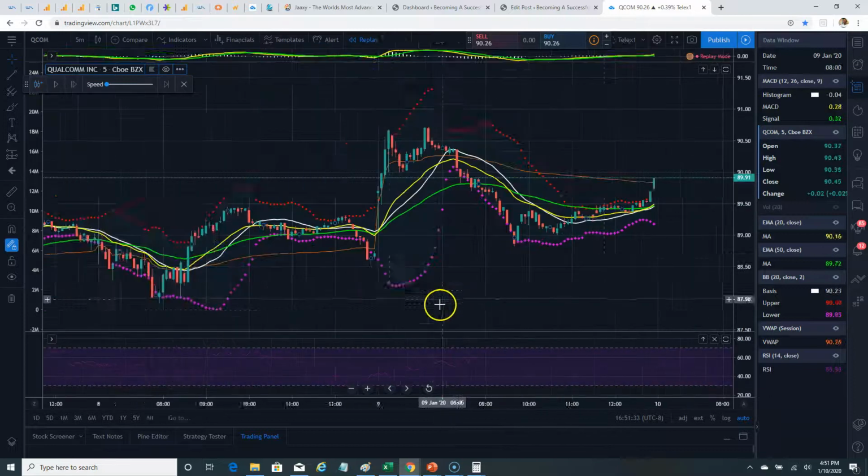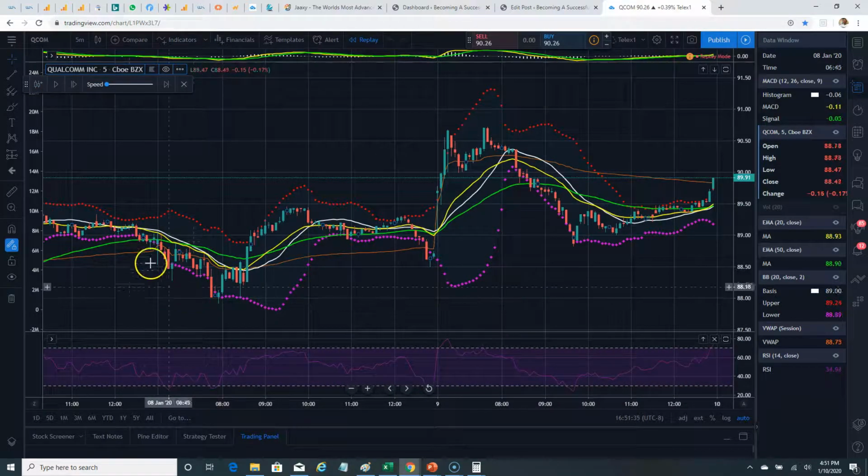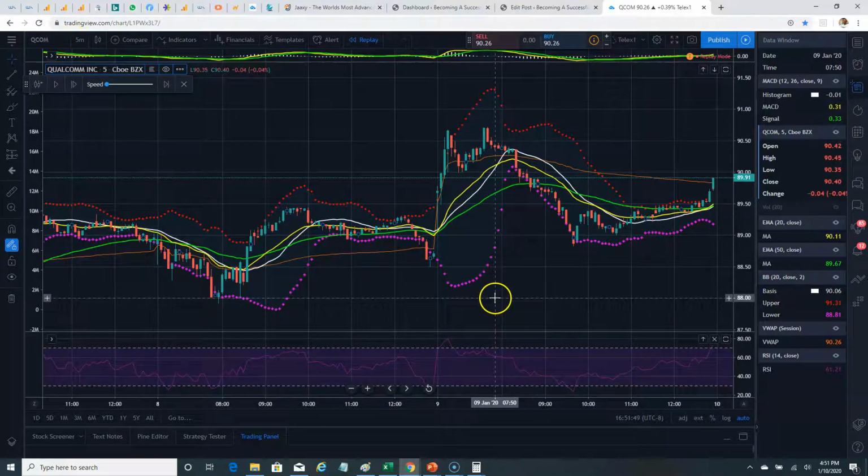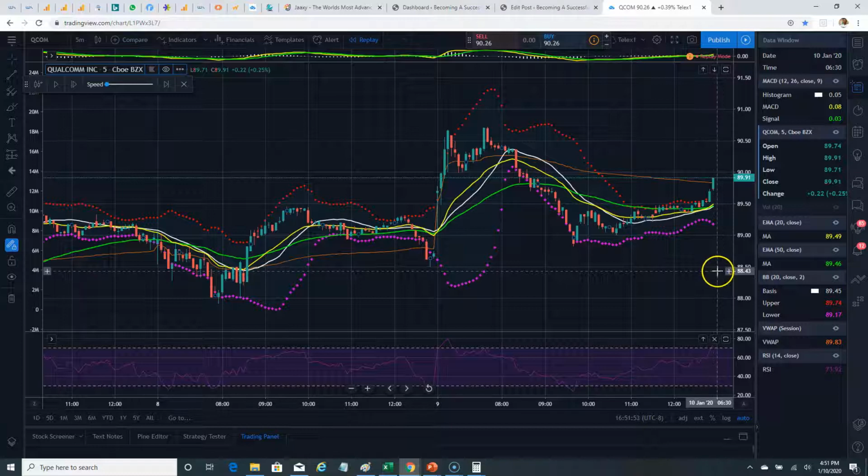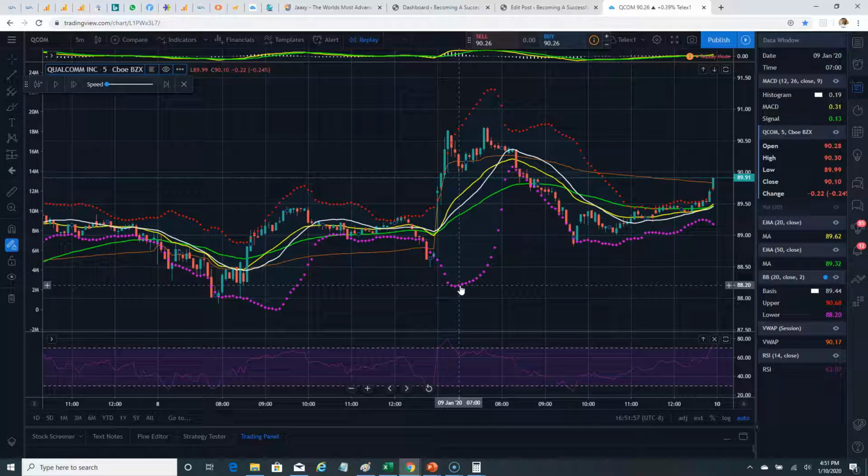Okay, here we go. Since our speed is 5 seconds, every 5 seconds we will have a candle of 5 minutes. So Qualcomm closed on the 9th at 89.91. So let's see how the trade goes. I'm going to stop the video to identify places of entry.